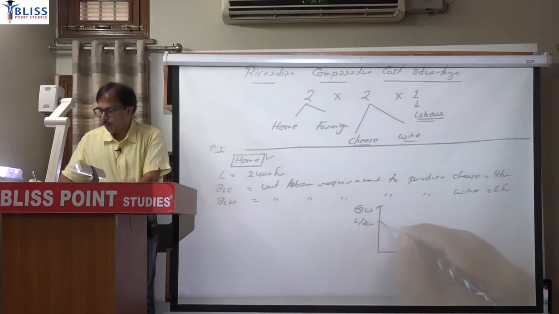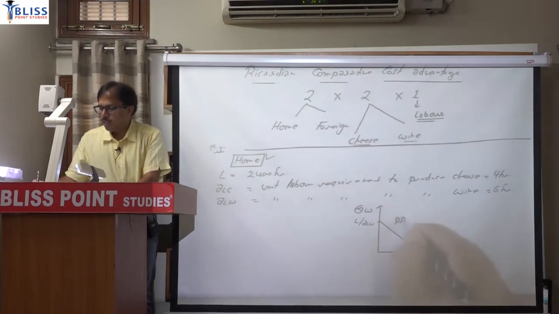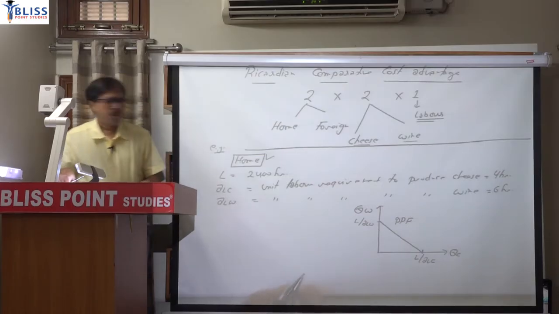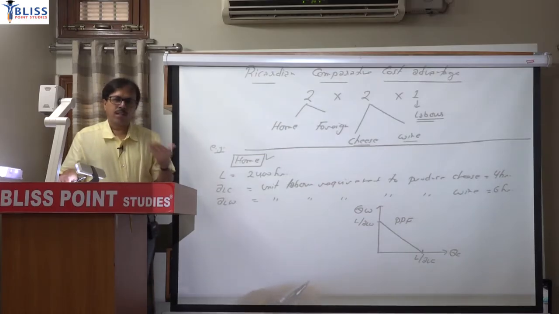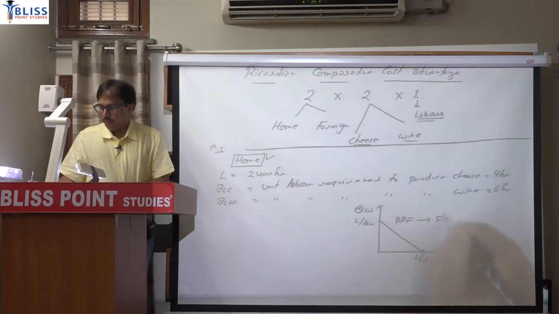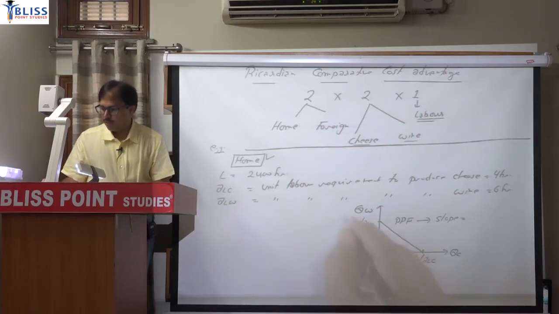And if you connect these 2 points, you will get the production possibility frontier. This is the country's production possibility frontier. That means how much quantity of cheese and wine this country can produce. So in that way it is the production possibility frontier. And if you want to find the slope of this production possibility frontier, then remember this number.